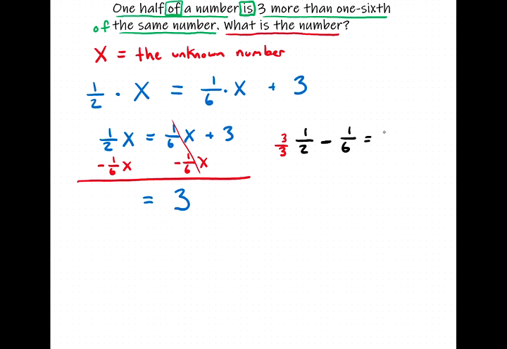So the 1/2 becomes a 3/6, and then we're subtracting off the 1/6, which gives us 2/6, and 2/6 reduces to 1/3. And so now this 1/3, we'll use that over here. 1/2 x minus 1/6 x equals 1/3 x.